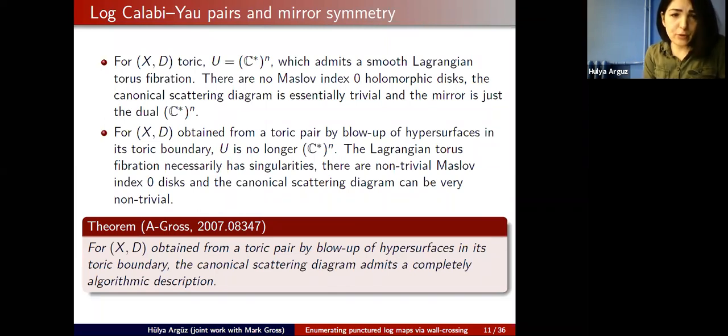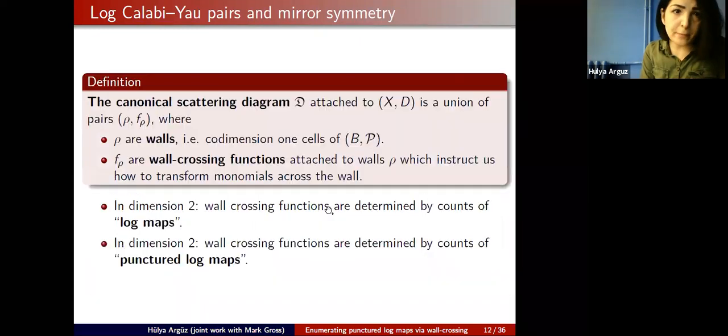And what we show with Mark Gross in our paper, which we completed this year, is that if you have a log Calabi-Yau variety (X, D) obtained from a toric pair by a blow-up in its toric boundary, then the canonical scattering diagram admits a complete algorithmic description, and I will tell what this algorithmic description is. So without reference to the enumerative geometry of (X, D), you can purely algorithmically describe what this canonical scattering diagram is, which gives you a way in particular to obtain all enumerative geometric information algorithmically, purely combinatorially.